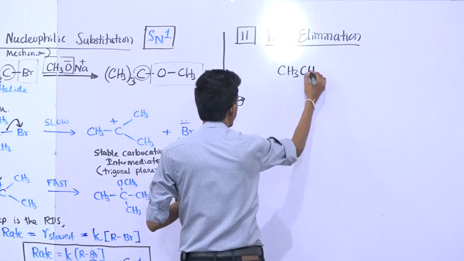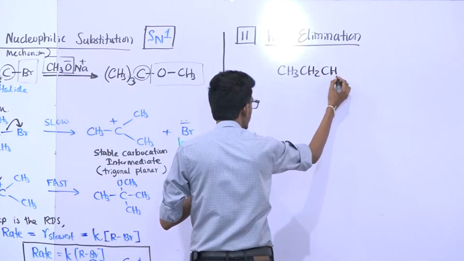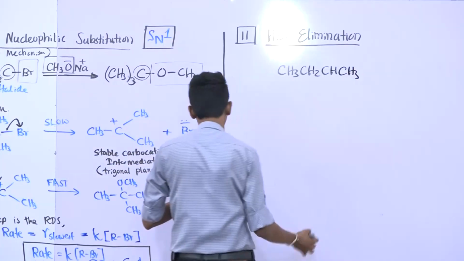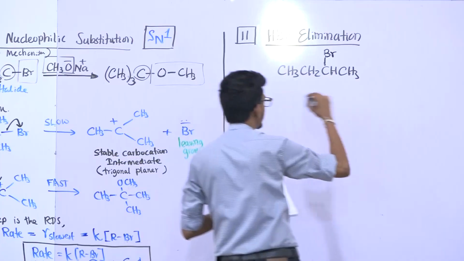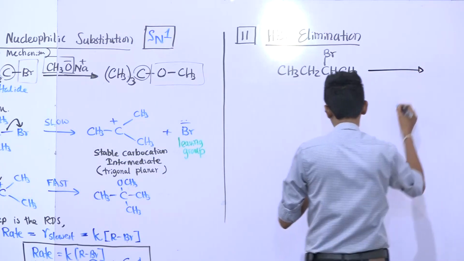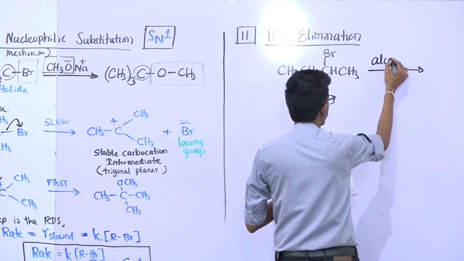So what is the reaction they have provided here? CH3, CH2, CH, CH3 is there and a Br. So we are supposed to react this one with alcoholic KOH.